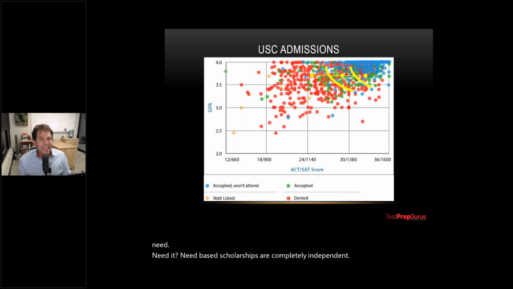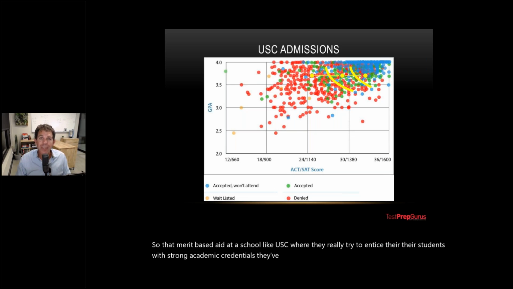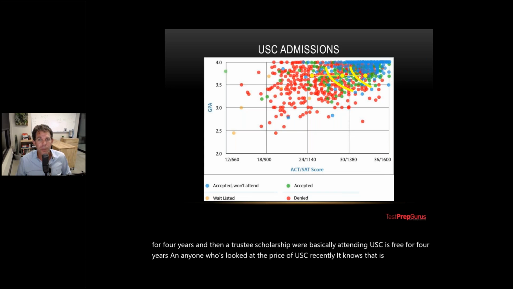So that merit-based aid at a school like USC, where they really try to entice their students with strong academic credentials, they've got a presidential scholarship that is half off tuition for 4 years, and then a trustee scholarship where basically attending USC is free for 4 years. And anyone who has looked at the price of USC recently knows that is worth a bloody fortune.